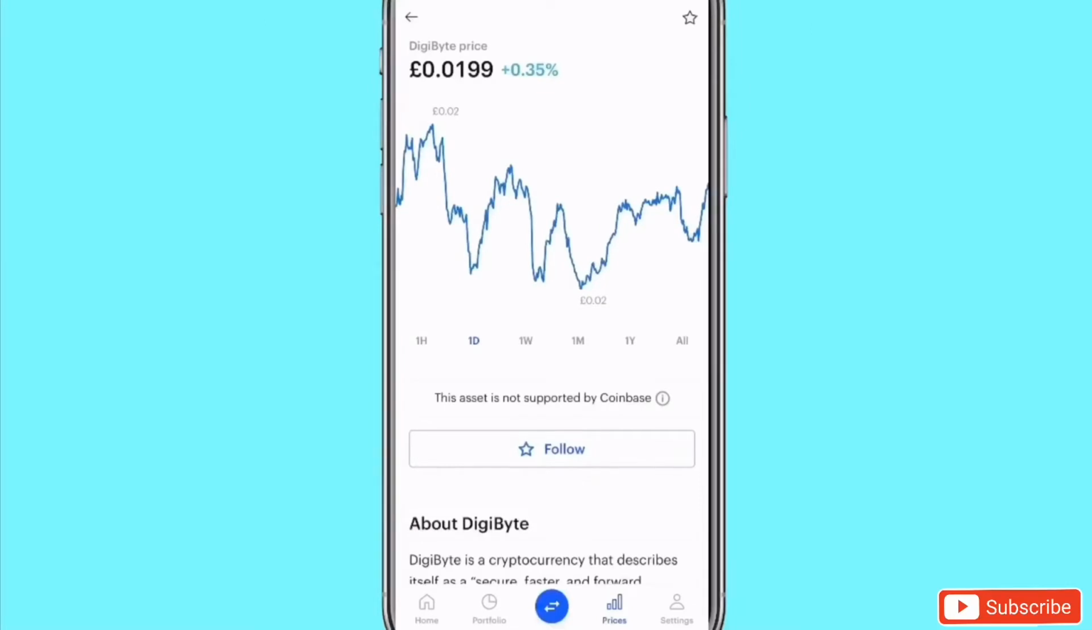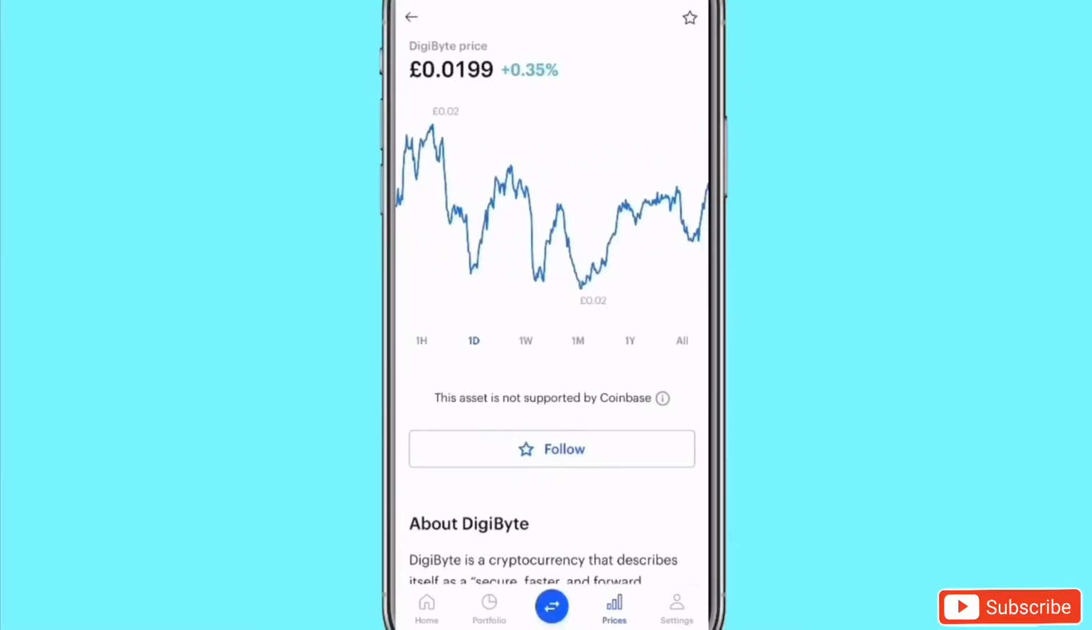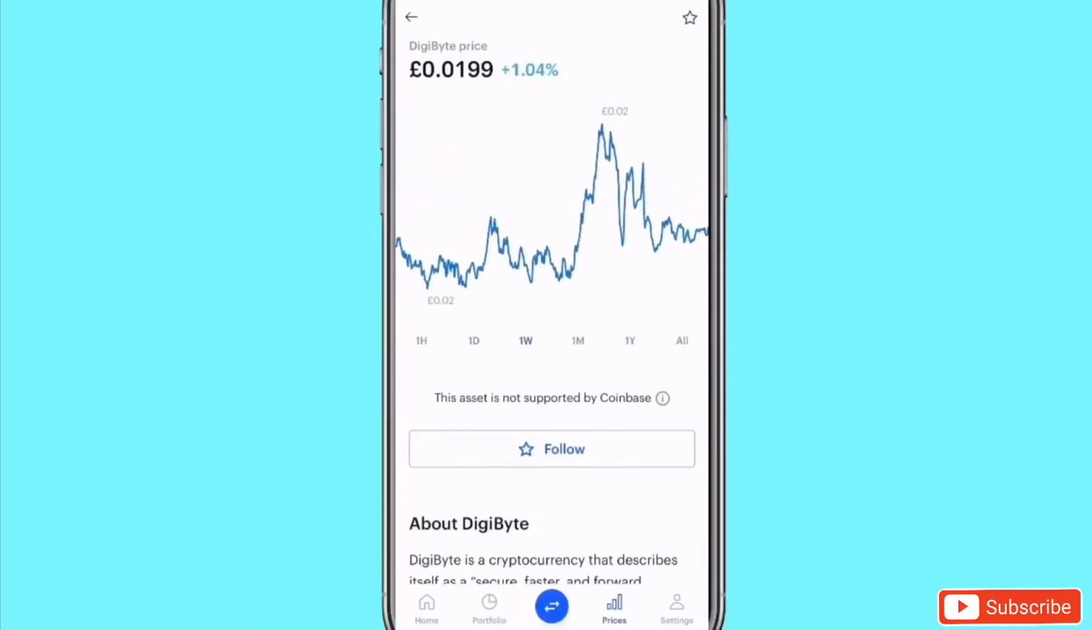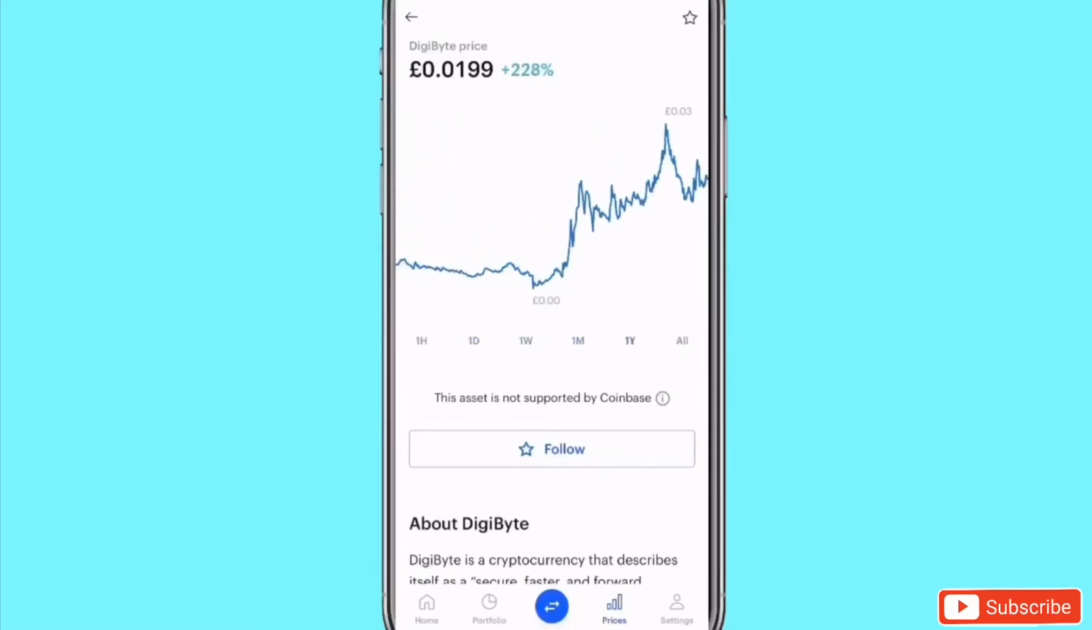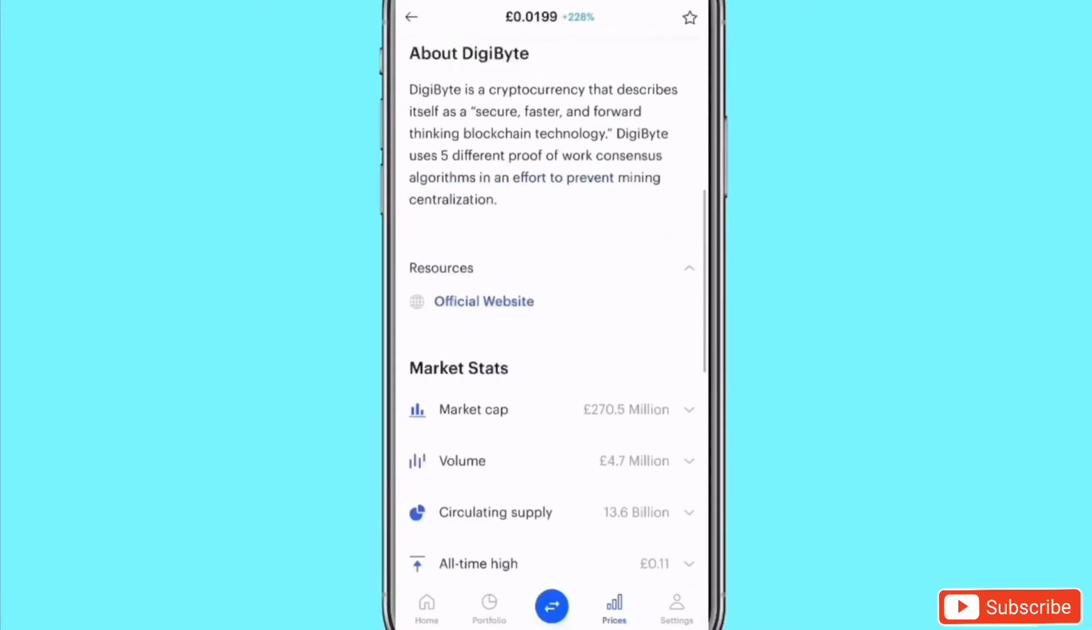They're not currently supported on the Coinbase, but it will show you nevertheless how the market is moving, etc. So this is what I'm saying about the portfolio. You can see here last week, last month, last year, etc. So you can't trade this one at the moment, but they may add it to Coinbase in the future.